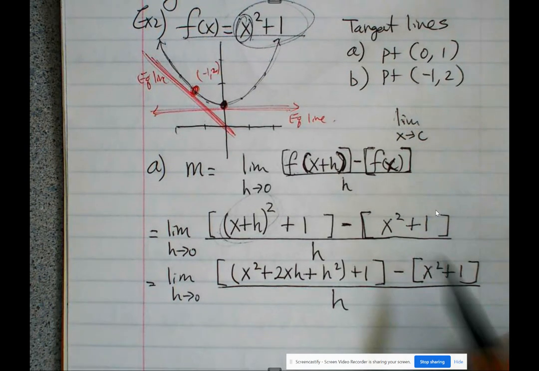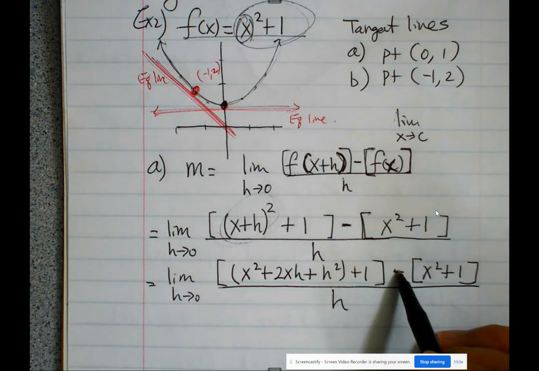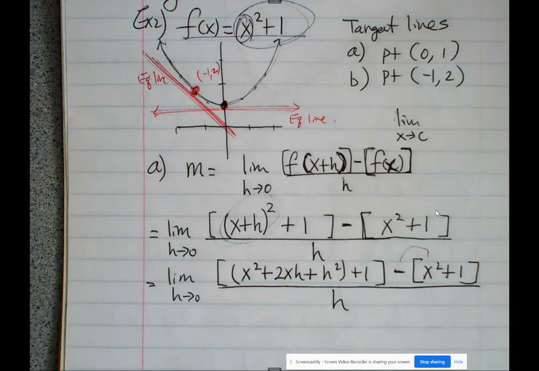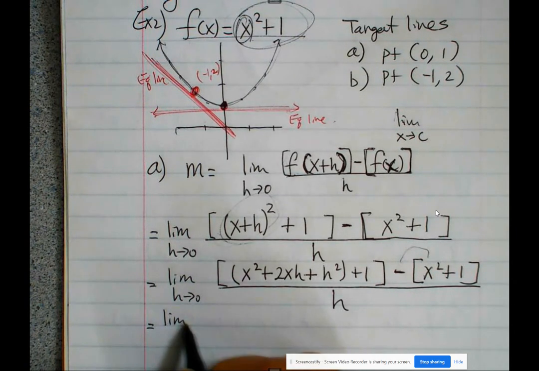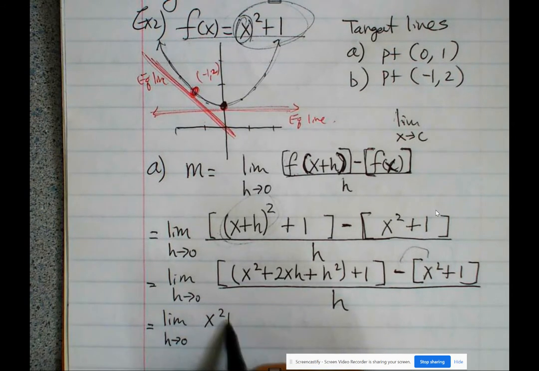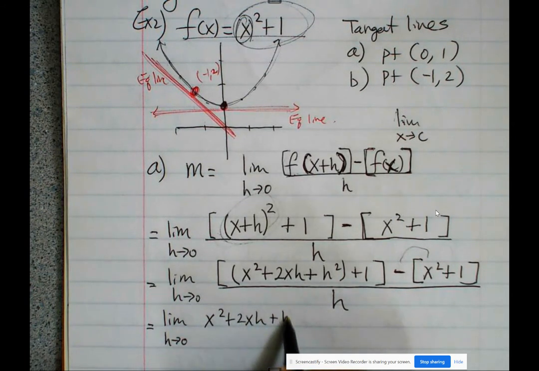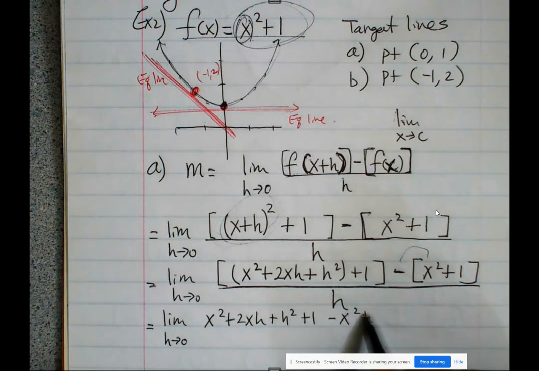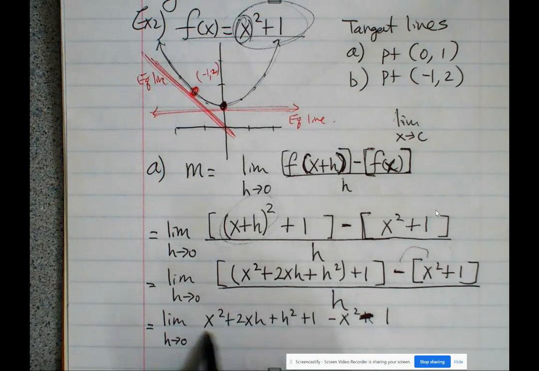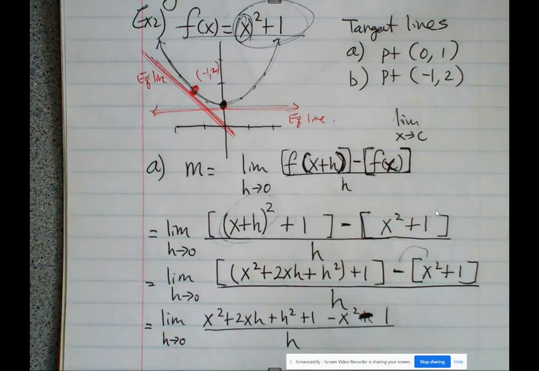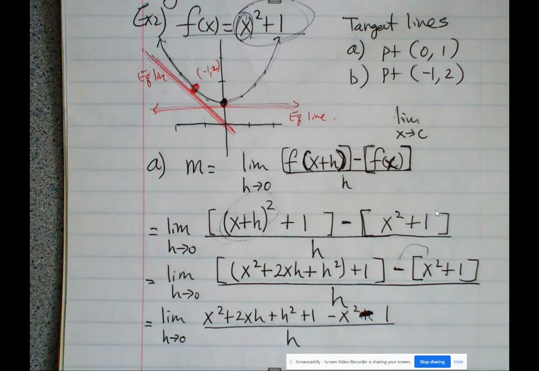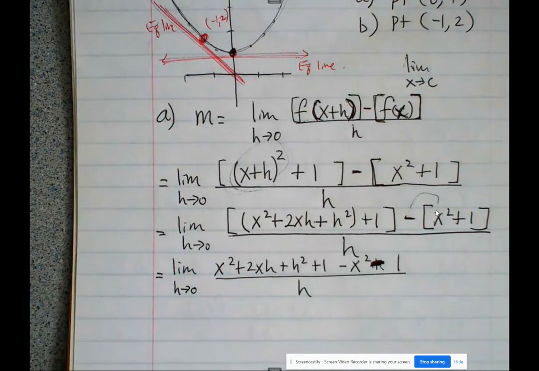Now I can distribute this negative. Do you see this negative? When you distribute, you take out all the brackets. So go ahead and take out all the brackets and distribute. So this is limit. Stay with me. Don't copy yet. I take out all the brackets. So this is x squared plus 2xh plus h squared plus 1 minus x squared, it's not plus, is it? No. Minus 1, all over h. Alright, so go ahead and copy that. I want you to follow my steps, and I'll give you time to copy.